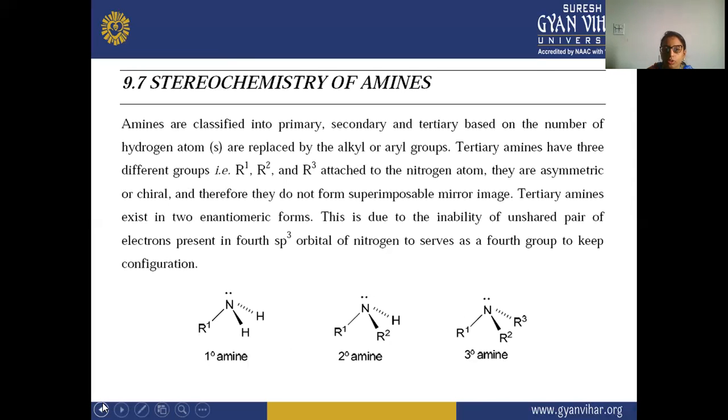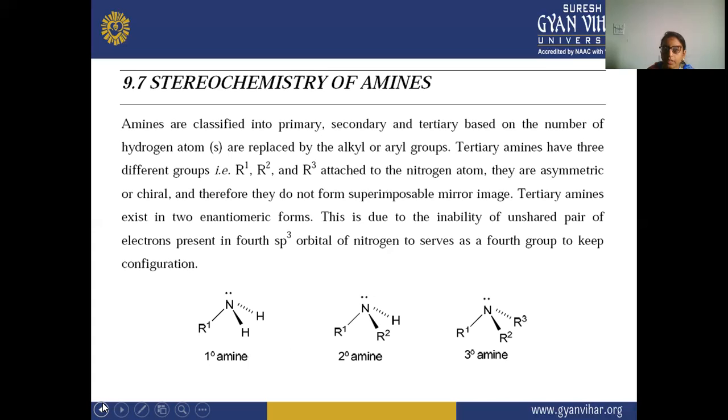So this is the stereochemistry of amines, and I repeat again that the amines are classified into primary, secondary and tertiary, based on the number of hydrogen atoms replaced by alkyl or aryl groups in the amine.